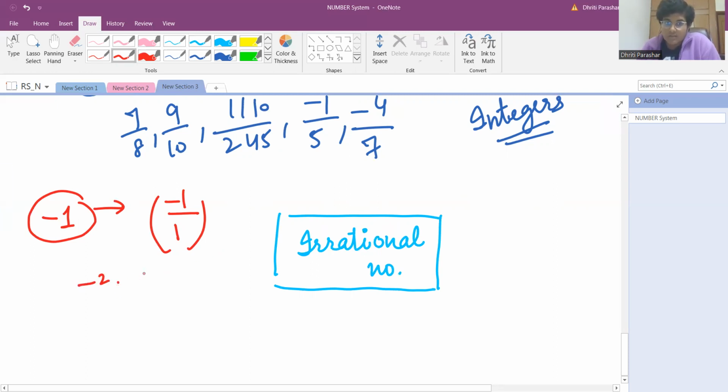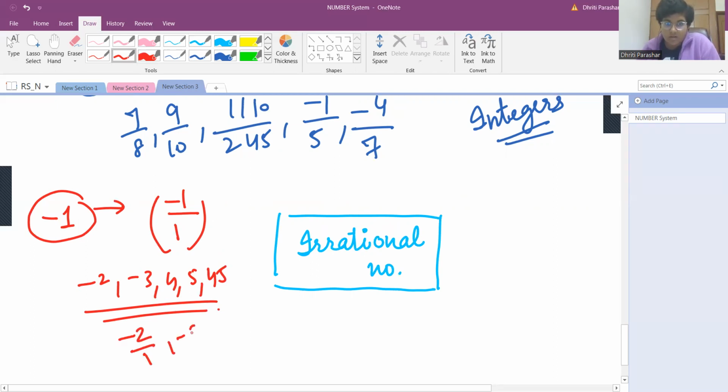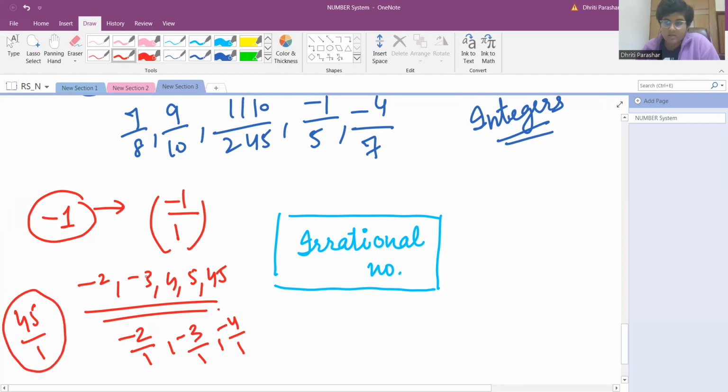Minus 2, minus 3, 5, 45, all these are rational numbers. Why? Because we can represent minus 2 as minus 2 by 1, minus 3 as minus 3 by 1, minus 4 as minus 4 by 1, 45 as 45 by 1, same thing, right? Now we talk about irrational numbers.